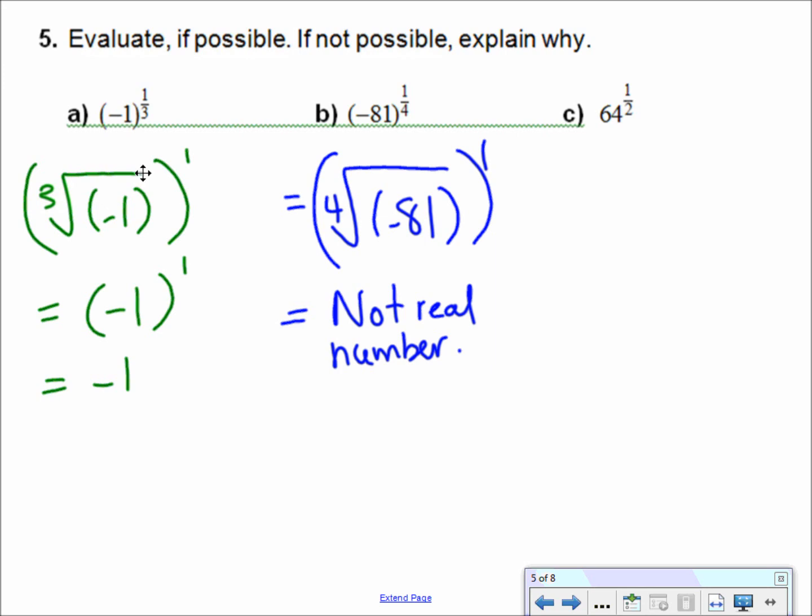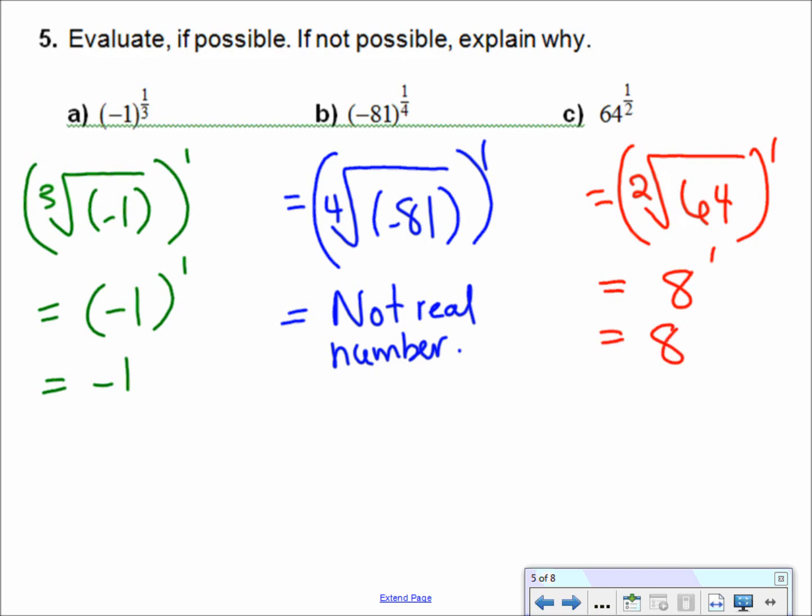Okay? Next. I see my fractional exponent, so I draw my radical sign. 2 goes in the crook, 64 goes underneath, and it's an exponent of 1. Again, it will not always be an exponent of 1, okay, guys? So now I'm just taking the second root or the square root, because second root and square root are the same thing, of 64, which gives me 8 to the exponent 1. So my answer here is 8. Okay, we're good?